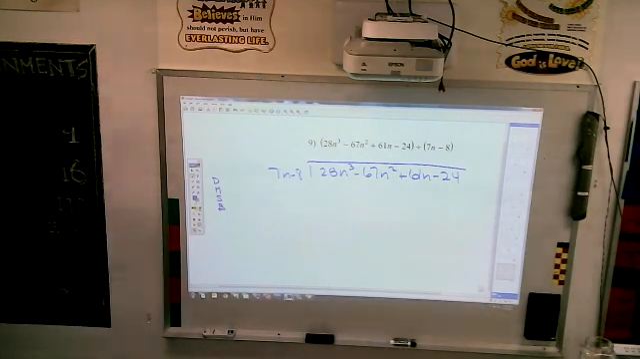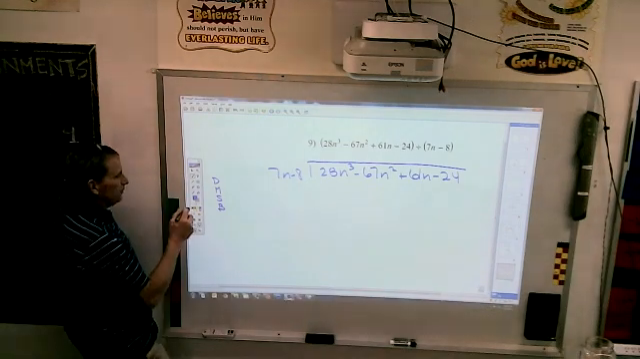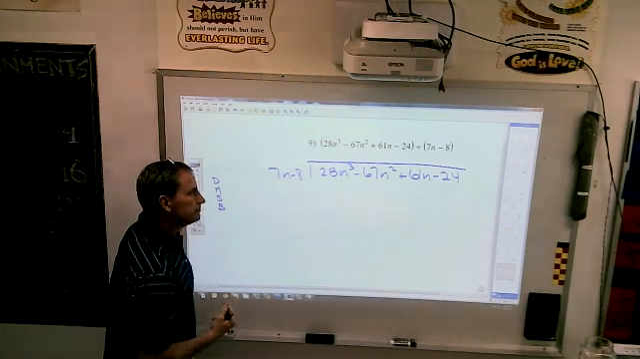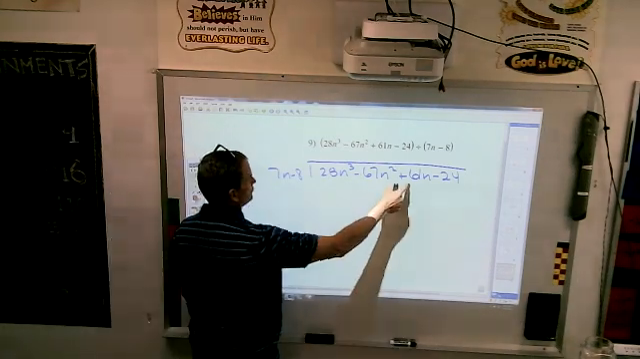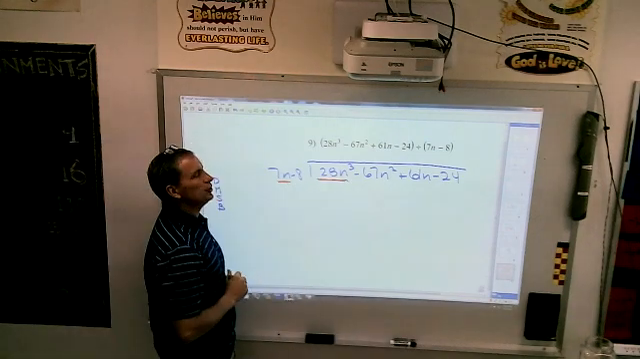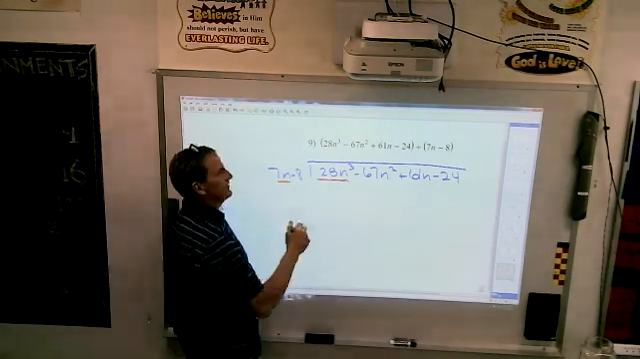This one's got a few more pieces to it, so let's again just follow the same steps. What times 7n would give you 28n cubed? 4n squared.